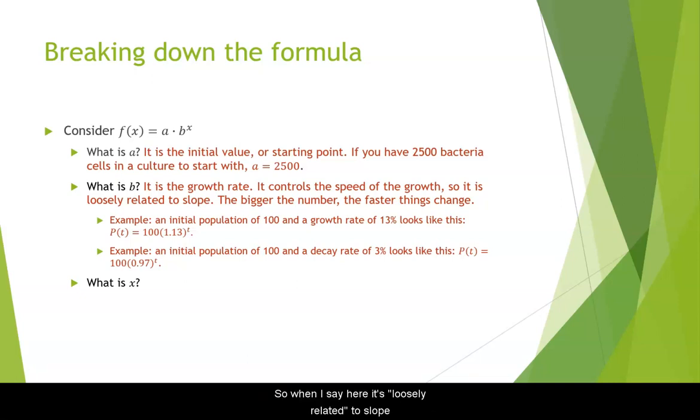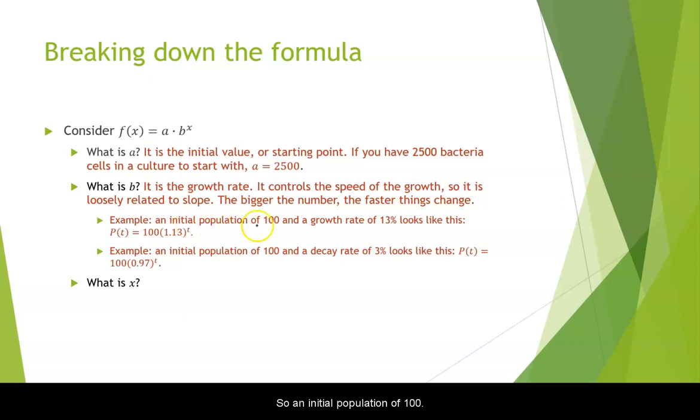So I say here it's loosely related to slope. That's not a good way to think about it, but it does have to do with the rate of change. So if b is a big number, your exponential equation is increasing really fast. If b is less than 1, your exponential equation is actually decreasing as x increases.